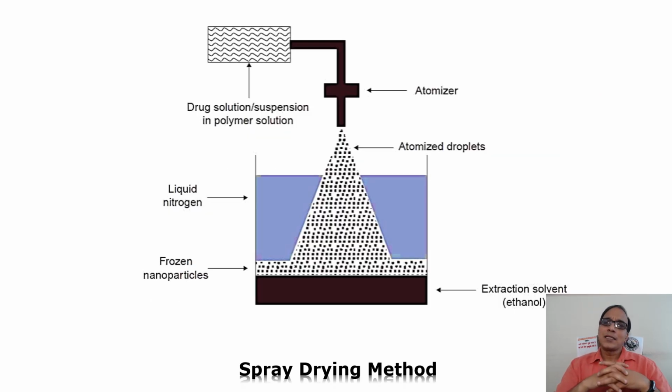Now, the spray drying method. Spray drying is what we are doing here. The drug solution or suspension in polymer solution is atomized with the help of an atomizer, into liquid nitrogen, and frozen nanoparticles are obtained, and solvents can be extracted in the spray drying method.